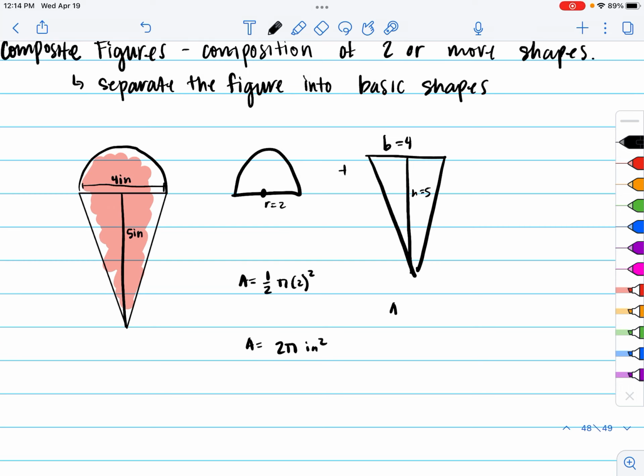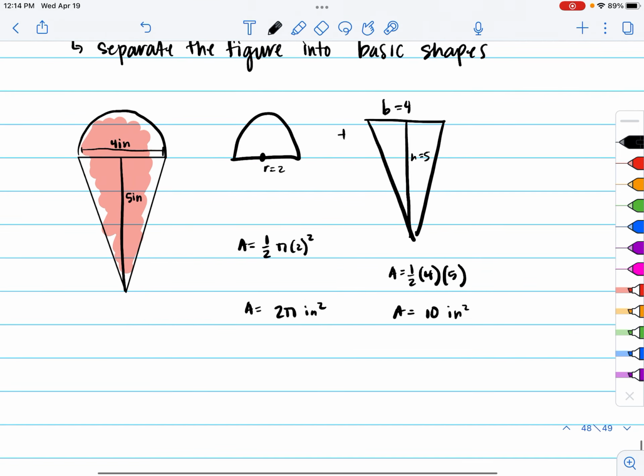Then the area of a triangle is equal to 1/2 base times height. Our base is 4, our height is 5. So 4 times 5 is 20. 20 cut in half is 10. Area is equal to 10 inches squared. Now the exact answer for this is just a sum of these two. Area would just then be equal to 10 plus 2 pi.